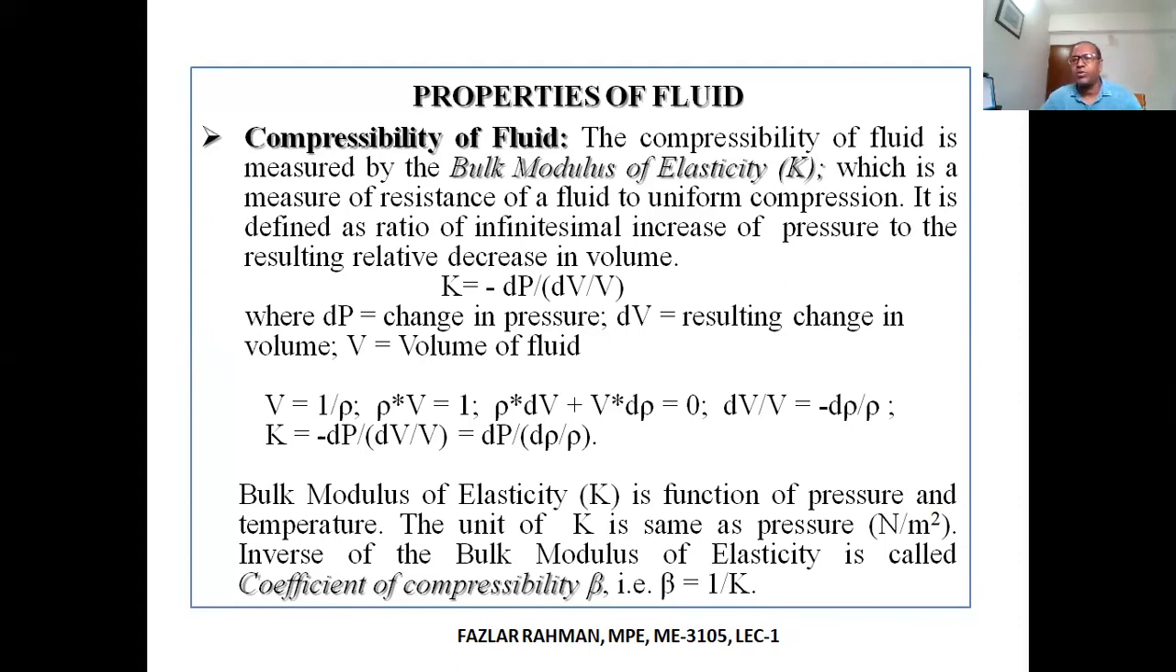And change of volume will be negative. So this term means change of pressure and change of volume. Change of pressure is positive, change of volume is negative. So bulk modulus of elasticity is a constant, and it has to be a positive number, not a negative number. That's why to make it positive, we need to put a minus sign here. Got the answer? Yes, sir. Okay, that's the reason.